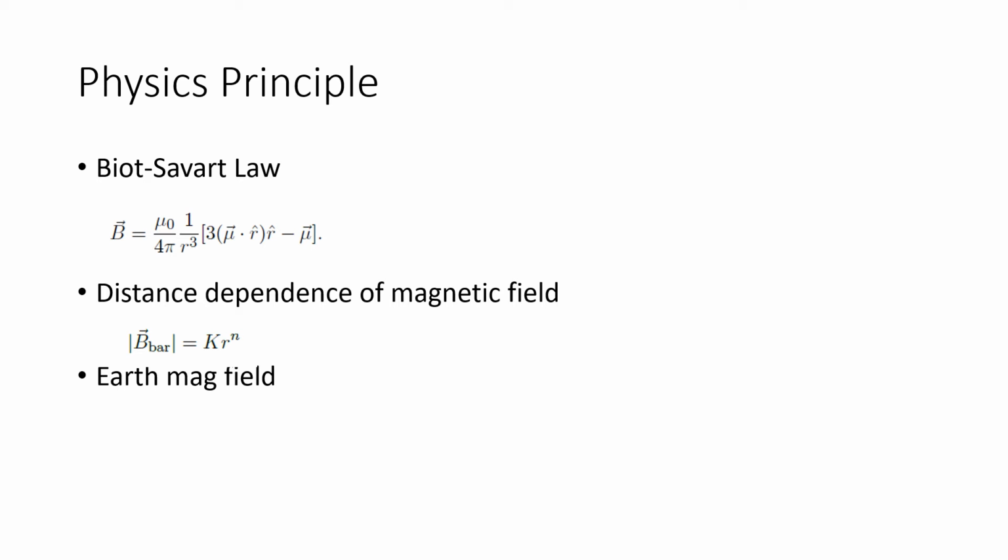And by calculating the log value of our measurements, we could get an expression of ln B versus ln R. And from that, we could then calculate our value of N. And then the last physics principle that is involved in this lab is the Earth's magnetic field. So we need to consider that when we are performing the lab, in order to get an accurate result.